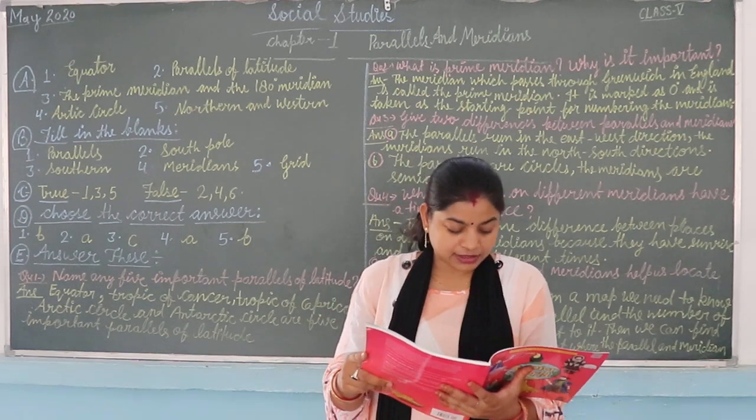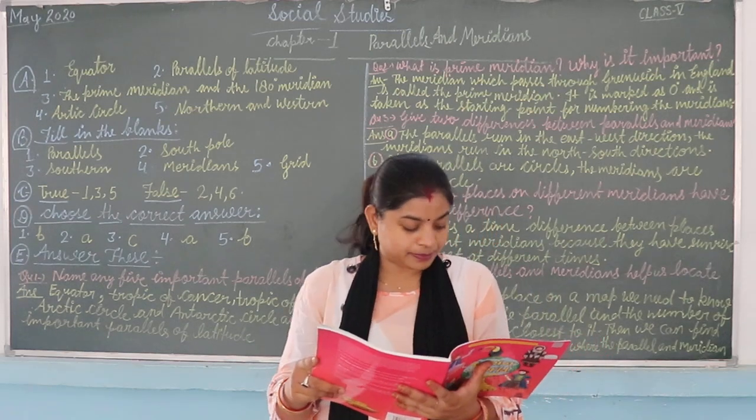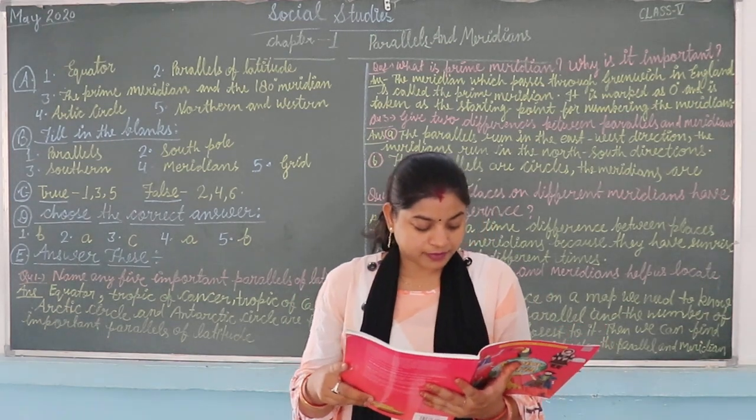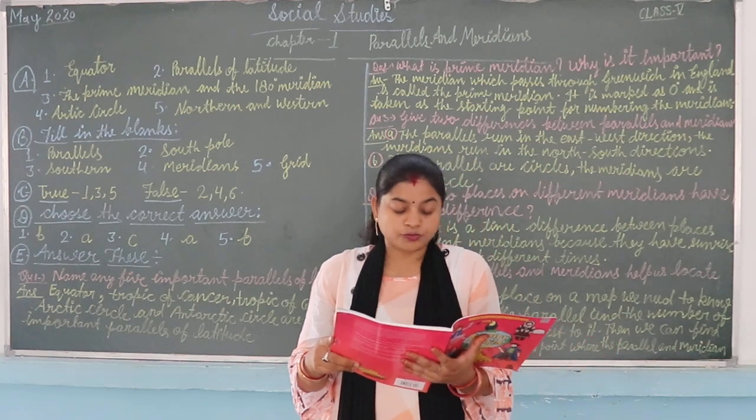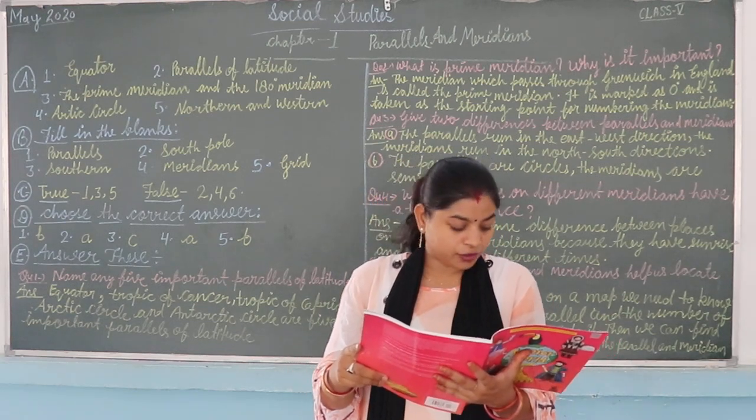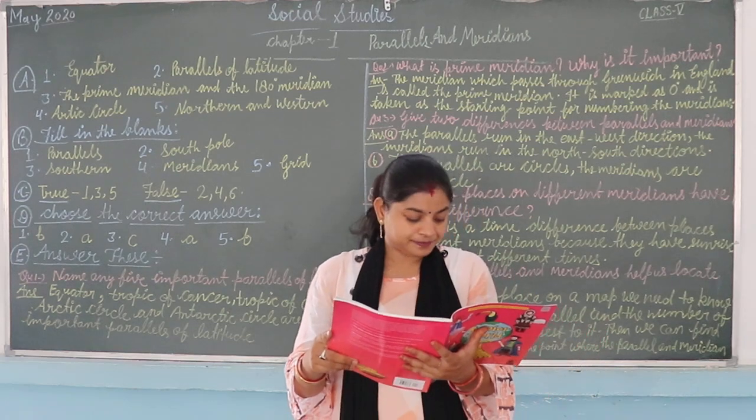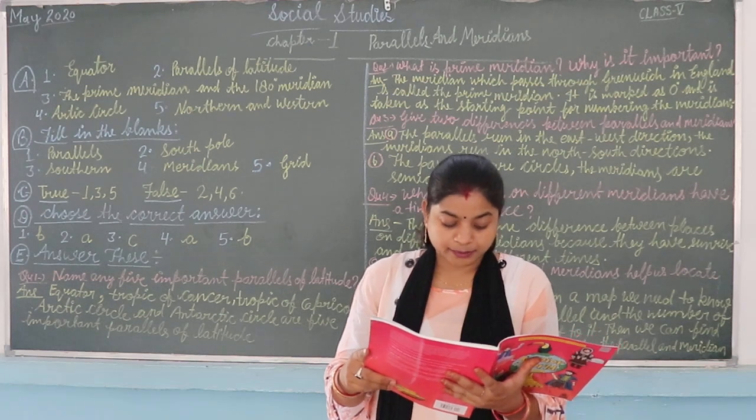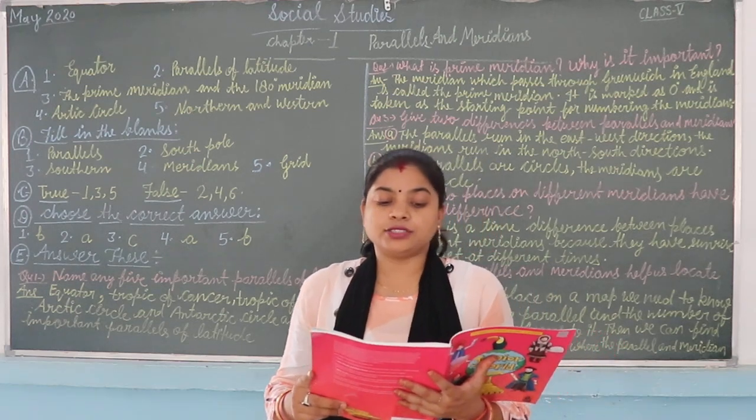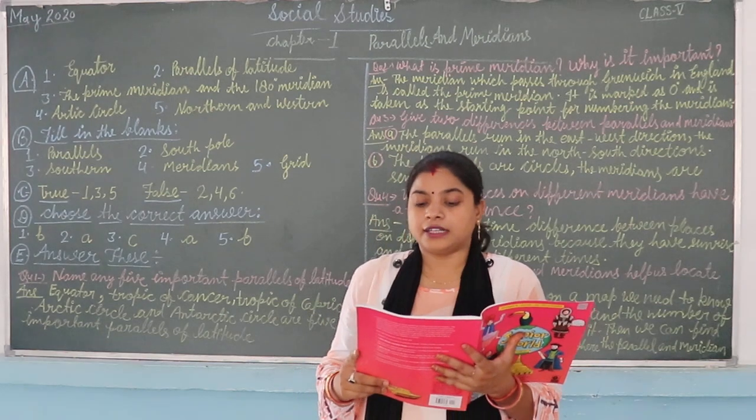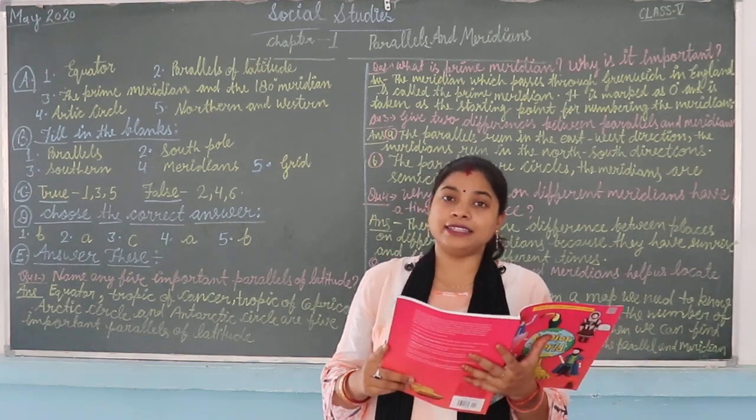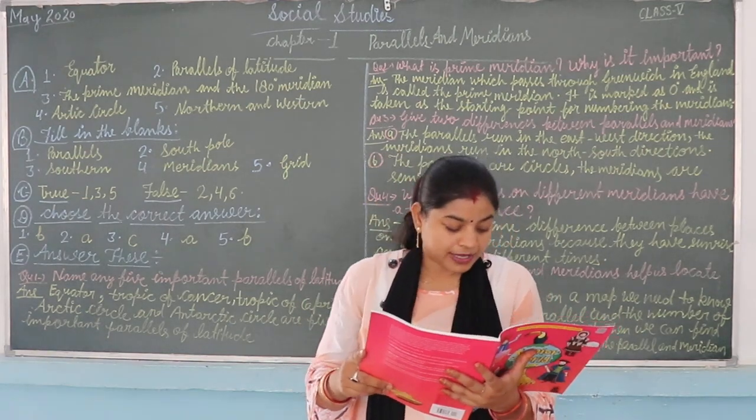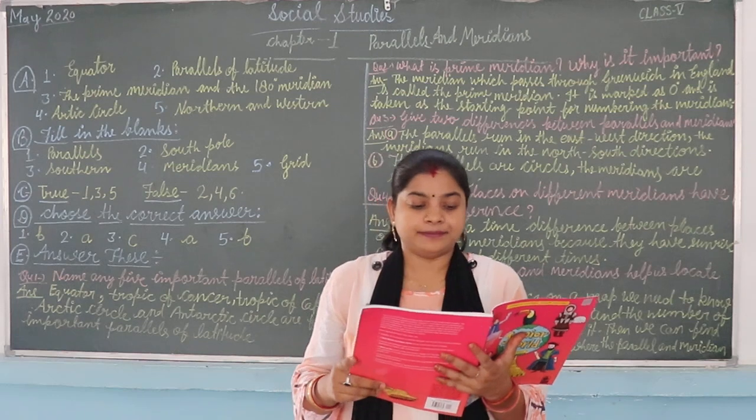The meridians are marked 0 degree to 180 degrees starting from the prime meridian and moving east. In the same way, they are marked 0 to 180 degree starting from the prime meridian and moving west. The letter E or W added after the number tells us if the meridian is to the east or west of the prime meridian.